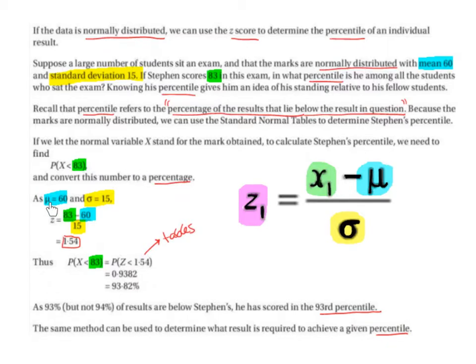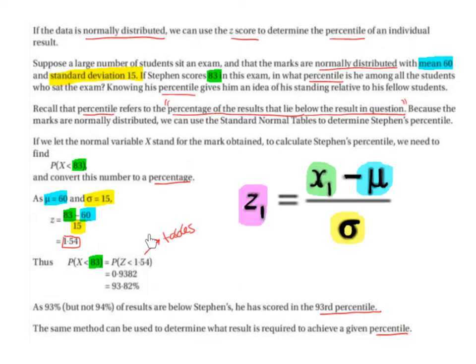So as the mean is 60 and the standard deviation is 15, we're going to use our standardizing formula. So we're going to have 83 minus the mean, which is 60, divided by the standard deviation, which is 15, which gives us 1.54. Thus, the probability that x is less than 83 is equal to the probability that z is less than 1.54.